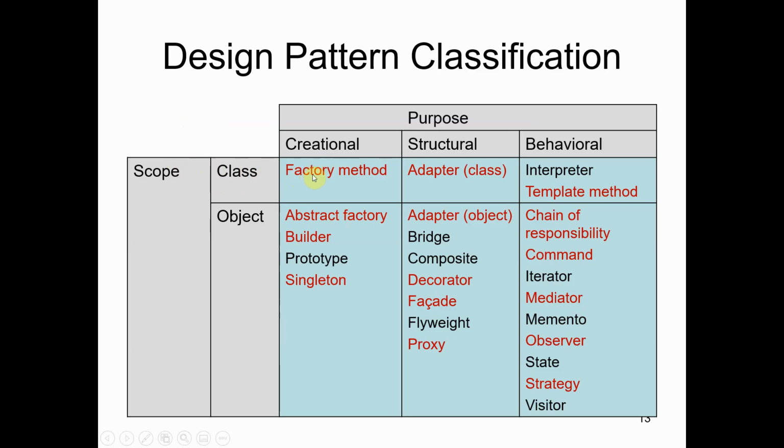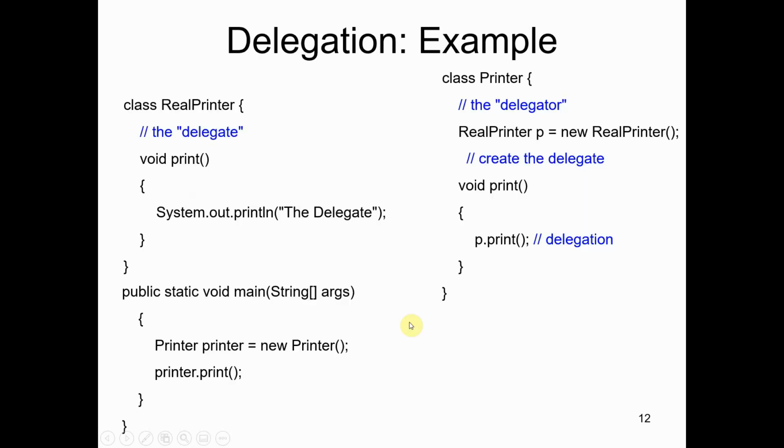Patterns like the factory method and the adapter can also use inheritance, and the interpreter and the template method all belong to this category. You're going to use subclasses, using inheritance to implement. And the rest of the patterns all use delegation, using this peer relationship to extend the functionality.